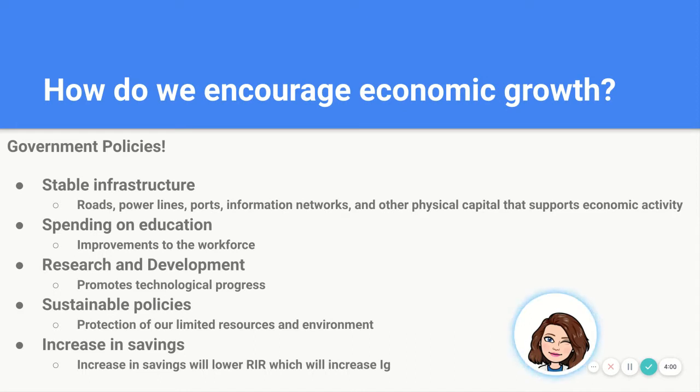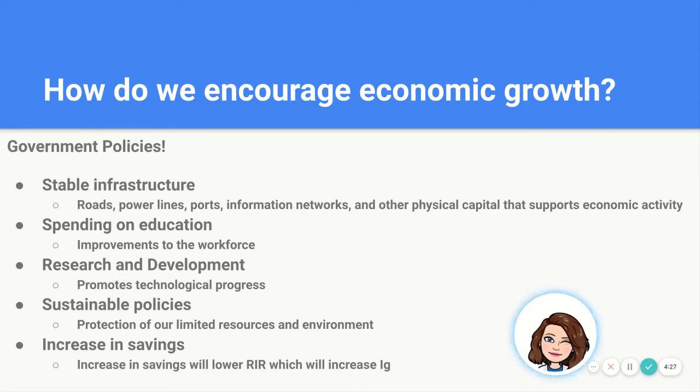We also want to make sure our government policies have sustainability in mind. Remember, our resources are limited. So capital, entrepreneurship, land, and labor, those are extremely limited resources. So we want to make sure that we are practicing sustainable practices. We want to make sure we're protecting those resources, protecting our environment for the future.